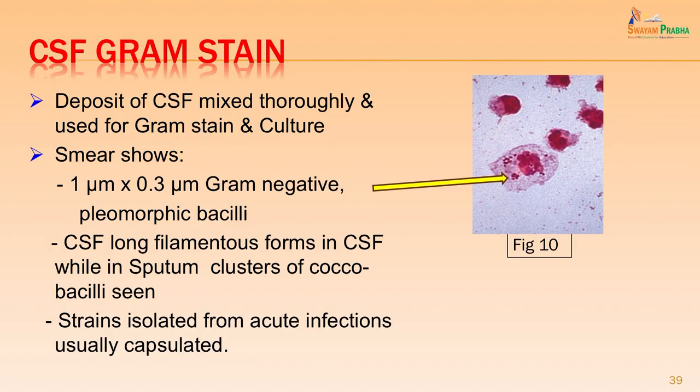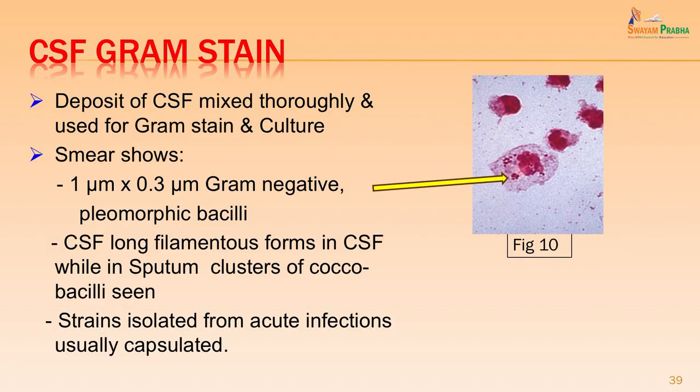Now, similarly, once a baby comes into the ward with symptoms of suspected meningitis, CSF is taken out, CSF is centrifuged in the same 3 containers, a deposit of CSF is mixed thoroughly and used for gram stain and culture. The smear on the gram stain would now show 1 to 0.3 microns gram negative pleomorphic coccobacilli. So, they are very, very tiny bacilli, so they are often referred to as coccobacilli. The CSF sometimes shows long filamentous forms. So, it is not always that they are tiny, because it indicates the pleomorphic spectrum of the bacteria, and they can be from tiny to very, very long.